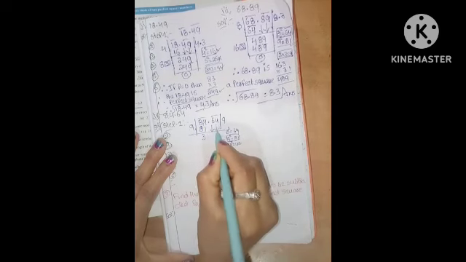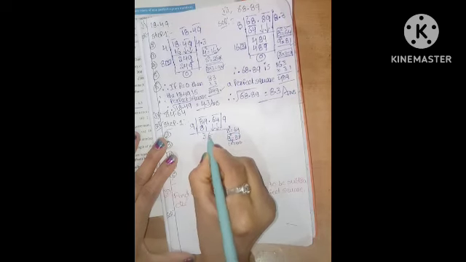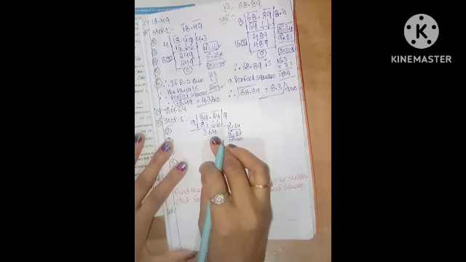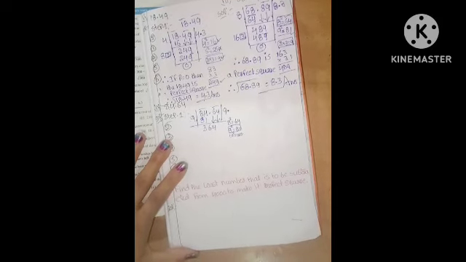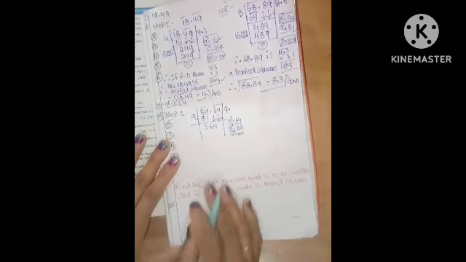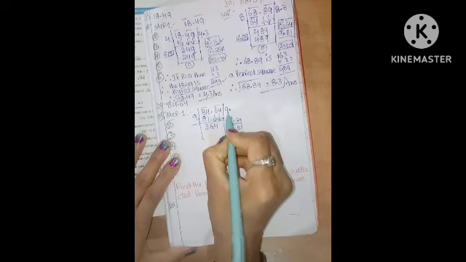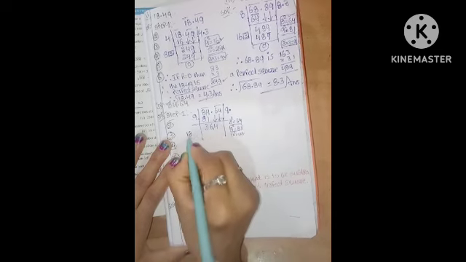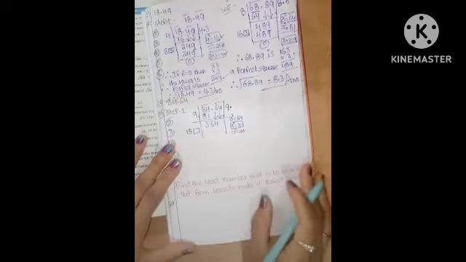Next, write the new dividend. Bring down the next pair of the given number. This is the decimal part, so put the point in the quotient. This is the new dividend. Next, find the new divisor. How will you find the new divisor? Double the quotient: 9 doubled is 18. Write an empty box on the right side of the number.